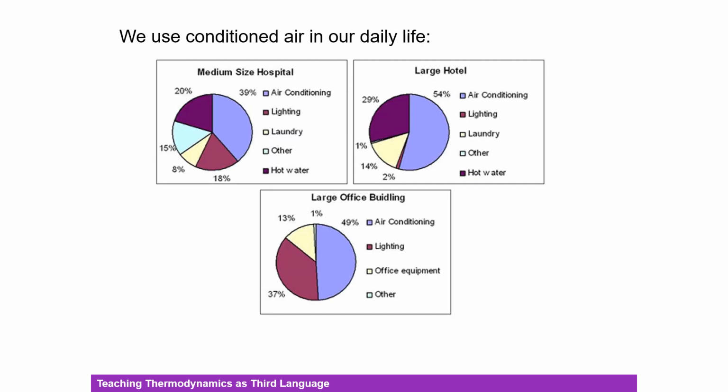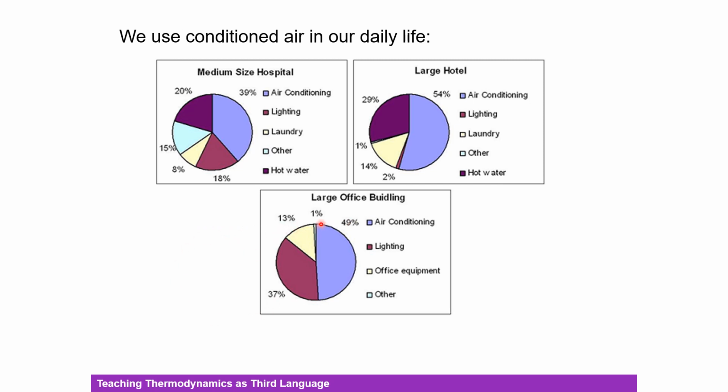Now if you look at this diagram, it shows that we use conditioned air in our daily life. If you have a medium-sized hospital, the energy usage is shown here in a pie chart, and you will see that the air conditioning constitutes almost about 40% of the energy used. In a large hotel, air conditioning can constitute almost about 54% of the total energy used for that premise. In a large office building, we will see that 50% of the energy bill comes from air conditioning alone.